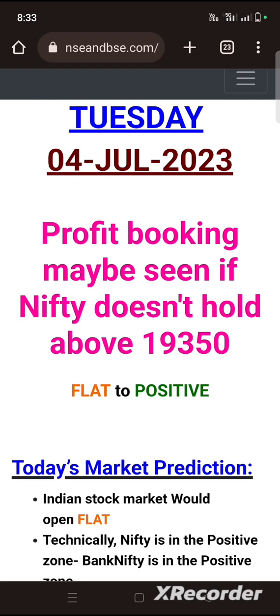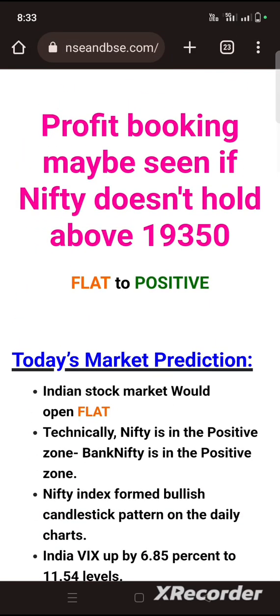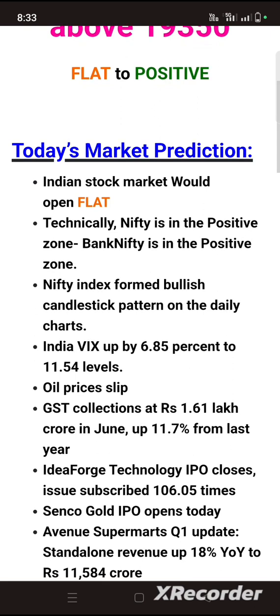At the same time, whether it will hold upside or downside momentum. Here it has given flat to positive, and you can also see today's market prediction, how it will open, whether it will sustain for today or not. So everything is given here.